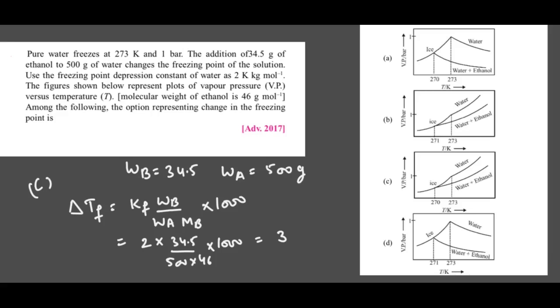Okay, so A and C, out of these two graphs, C is the correct option, because it is showing the change of 3 degrees. The delta TF is 3, and with a decrease in temperature, the vapor pressure is also decreasing.